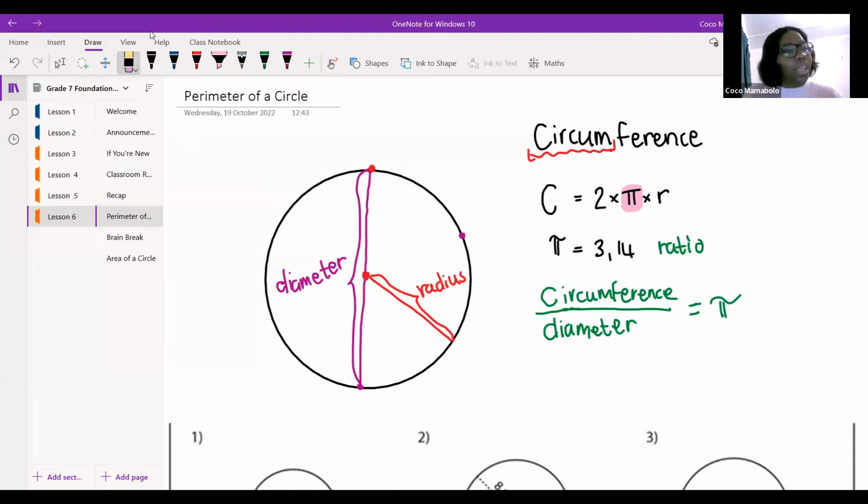But that's not the important part here. The important part is that we're going to remember that pi is equal to 3.14. I'm going to ask you guys in the chat. Guys, what is pi equal to? Tell me in the chat. What is pi equal to?